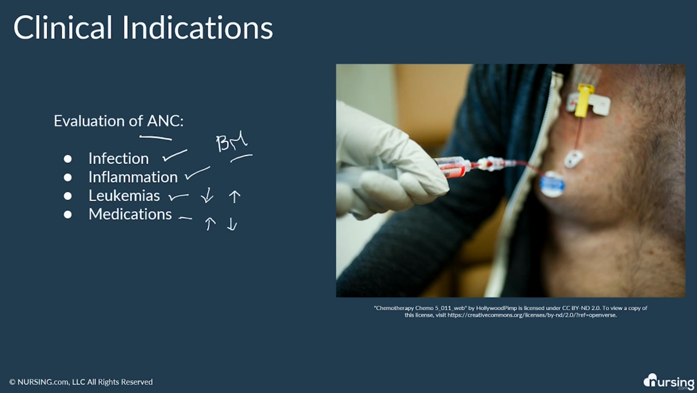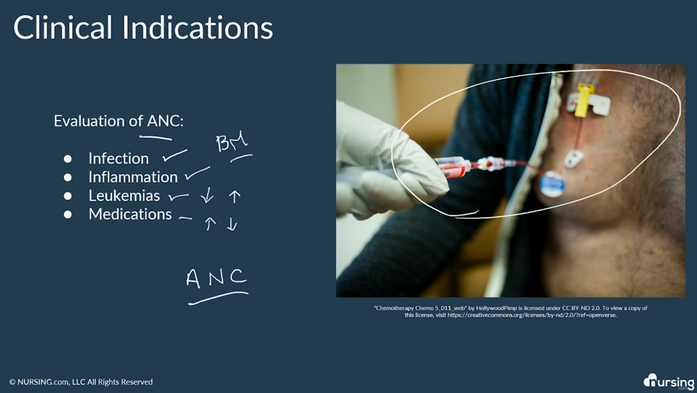When I worked in the Cancer Institute, I used to draw labs from a port just like this picture. Oftentimes, the lab value that the oncologist cared about the most was the ANC, the absolute neutrophil count. We needed to know because it evaluates the patient's ability to mount an immune response. If they're suppressed, it's going to be low. If they have an infection or inflammation and they actually have those neutrophils, it's going to be high.